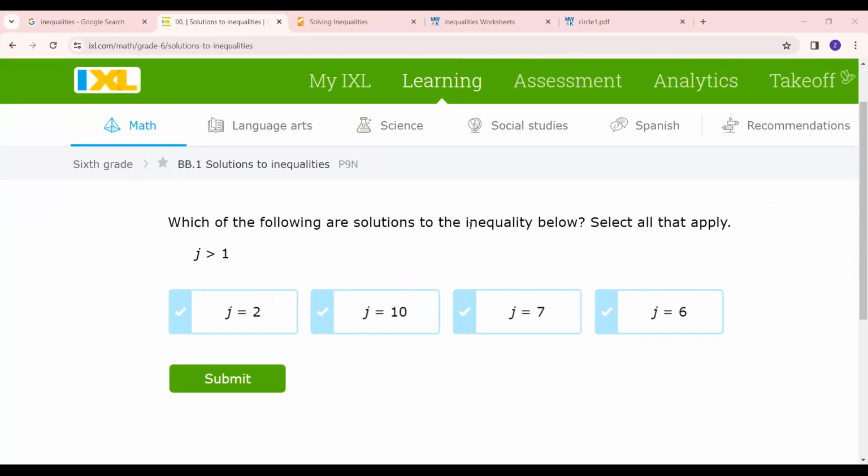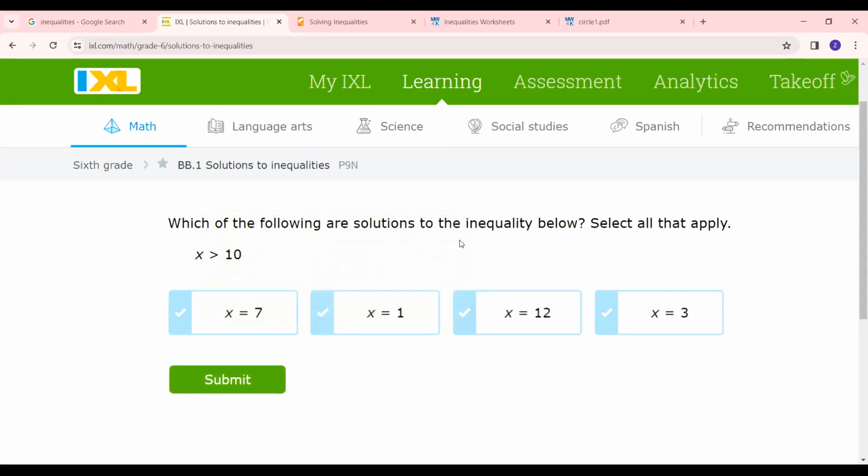Which of the following are solutions to the inequality j is greater than 1? Which ones are solutions? Would it be all? All, yeah. J equals 2, j equals 10, j equals 7, and j equals 6. Why are you saying that all are solutions? Because none of the numbers are smaller than 1. Very good, because none of the numbers are smaller than 1. All of them are bigger than 1. Do we agree? Let me know if we agree. Yes, sir. Good, so the answer is that.